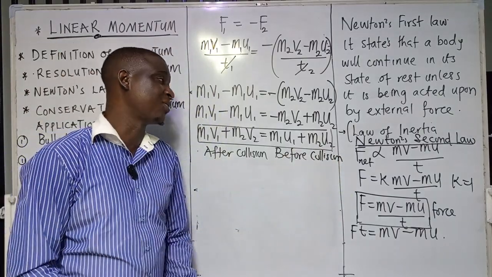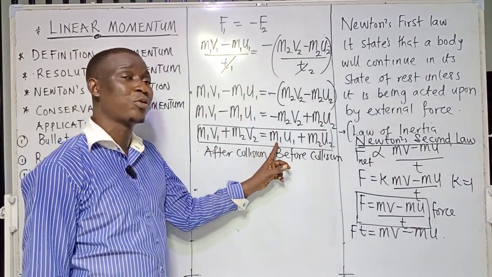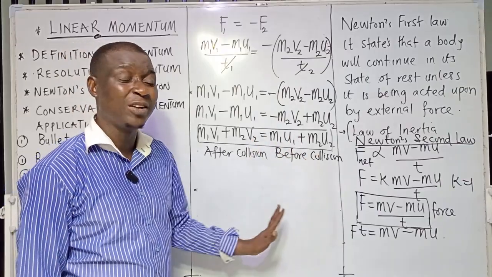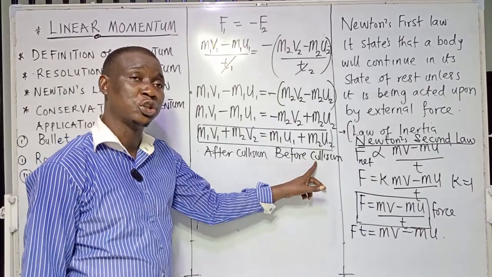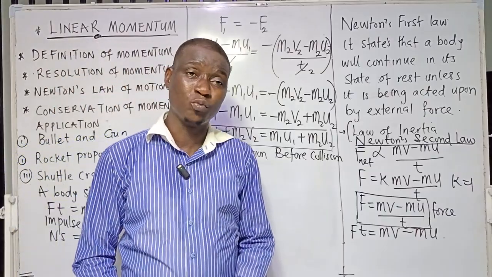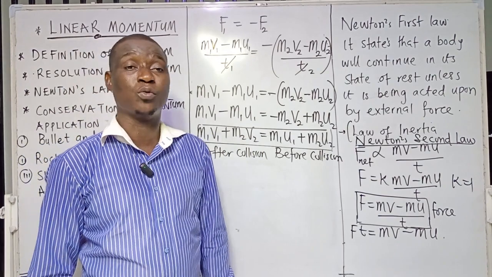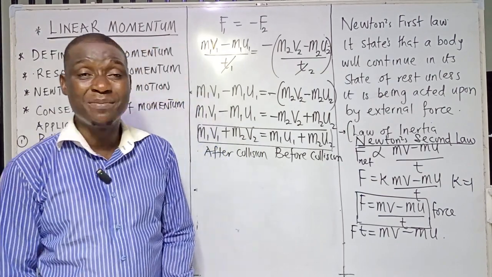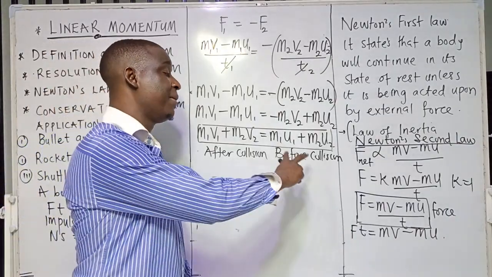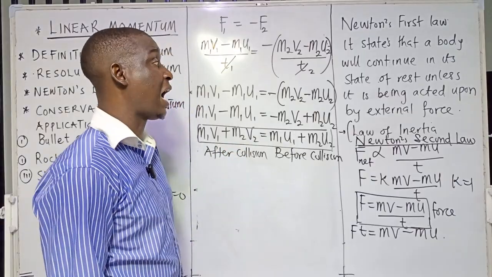Now, he says that the law of conservation of momentum says that the total momentum, the sum of the momentum before collision, is equal to the total momentum after collision, provided no external force is applied to the system, provided the system is in a closed or isolated system. The total momentum before collision is equal to the total momentum after collision.